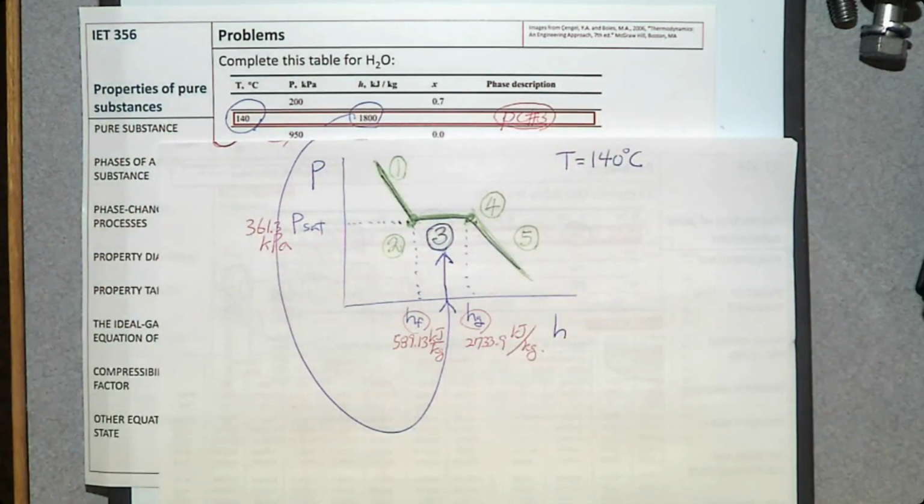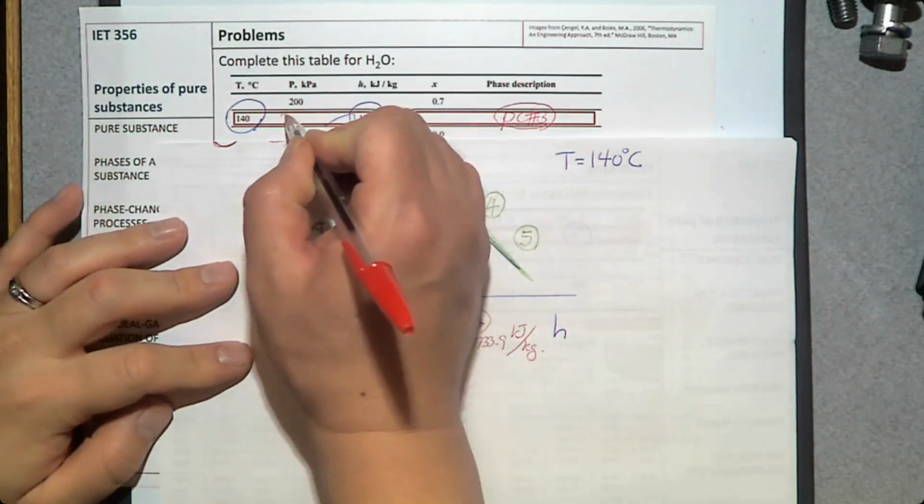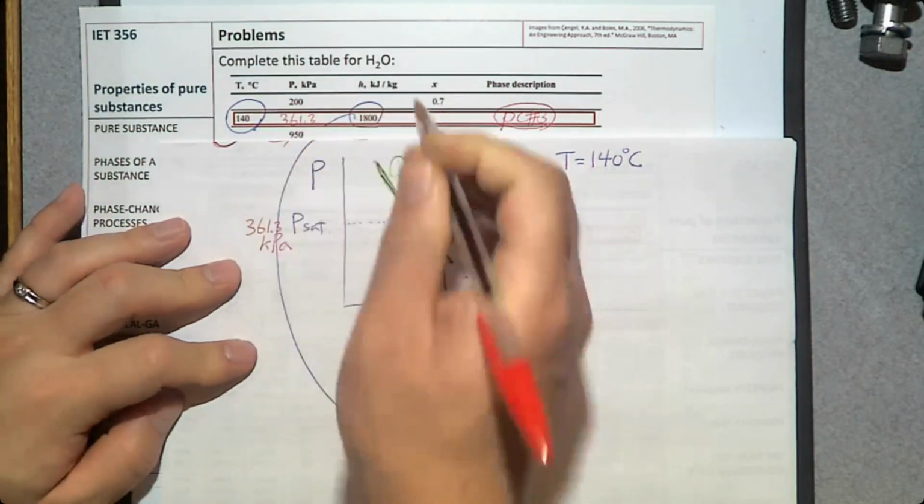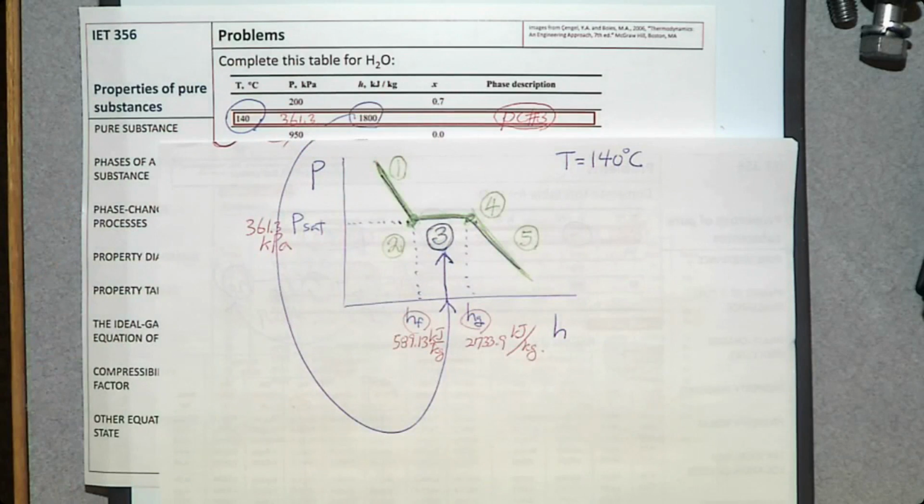Then what do we need to determine? It's pressure. So this is our system here. Number 3, what is the pressure? This is the pH diagram. There is a pressure, this vertical axis. So the pressure is going to be 361.3. Then quality X.